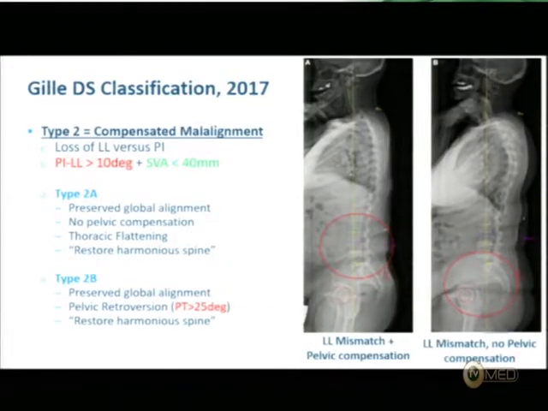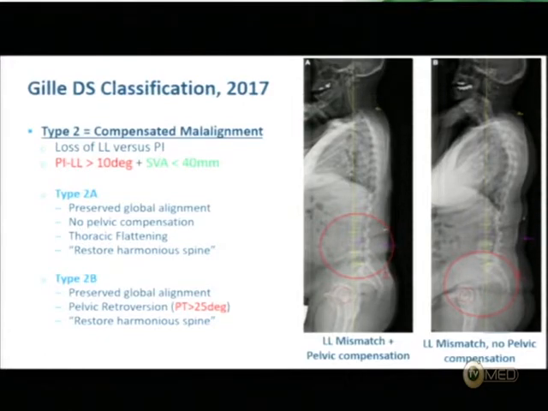Type 2: now we're starting to see some loss of lumbar lordosis, so a mismatch between the lordosis and the pelvic incidence, but the global alignment is still okay. So you have two different ways the patient compensates. On one end, the patient can compensate with the flattening of the thoracic spine. You're losing lordosis, straightening the thoracic spine, so they cancel each other. And the other type, what they call 2B, is those patients who do not compensate with the thoracic spine. Maybe they're older, maybe they're kyphotic, but they have to find another way to compensate. That means they will retrovert the pelvis.